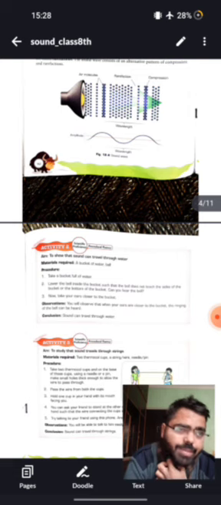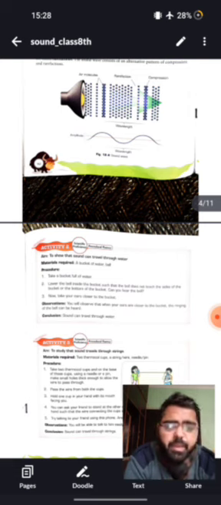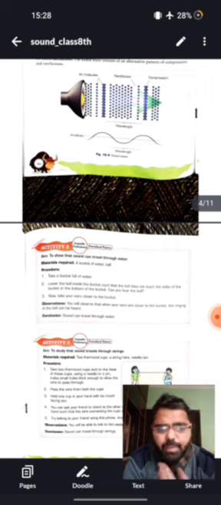So what happens exactly is that we can again perform the same experiment by taking an electrical bell, putting it in a bucket filled with water, and the moment we try to ring it by passing current, we can hear the sound, right?